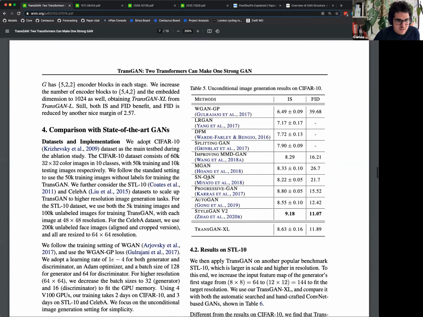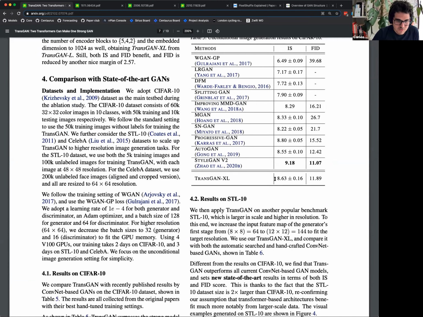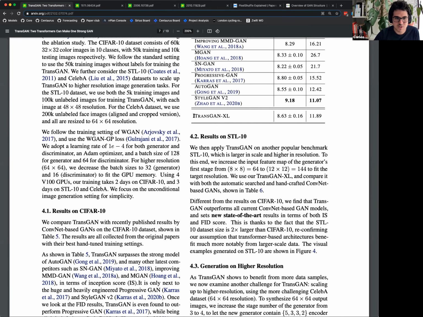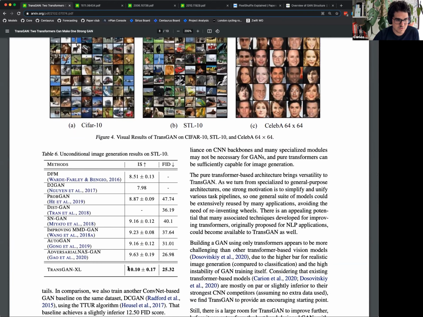So the final note is that on CIFAR-10, they don't achieve state of the art, and they attribute that to the fact that CIFAR-10 doesn't have enough training examples. So even with the data augmentation, it's not enough training examples. So they go to this other benchmark called STL-10. And this is twice the size of CIFAR-10, and there they do achieve state-of-the-art results, by quite a margin as well, with their largest architecture.